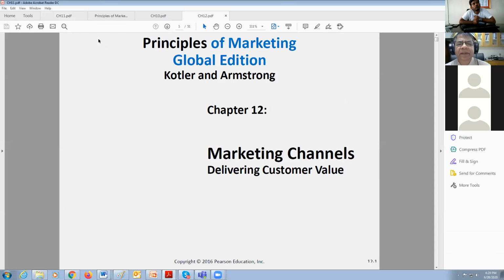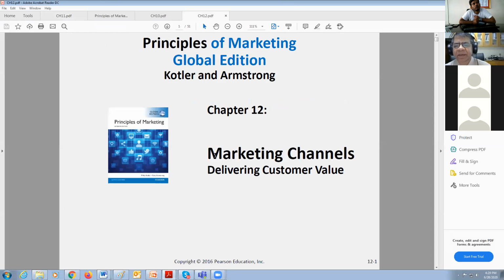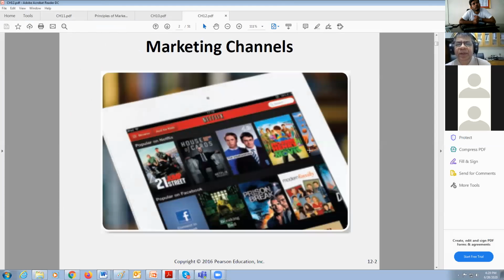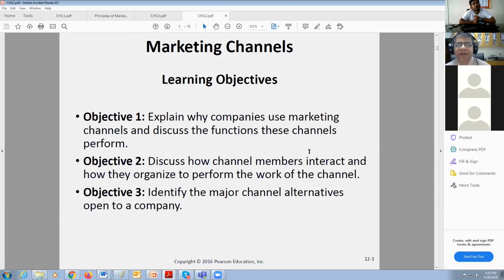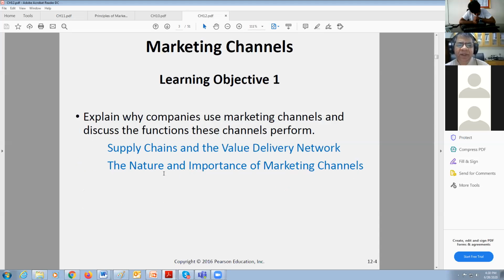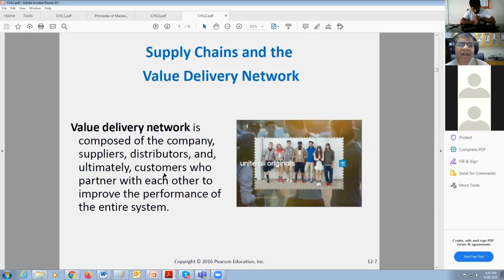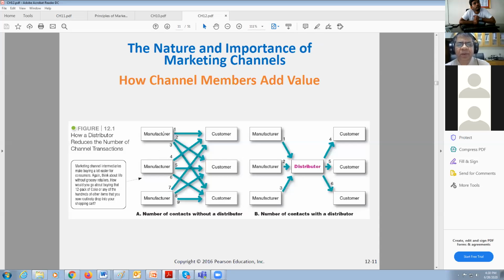Now, chapter 12, marketing channels. Channels meaning you employ agents. Agents, how channel members interact and how they organize to perform. A major channel alternative. So these are three objectives, you must know this. And how those channel members work. The nature and importance of marketing channels, how channel members add value.